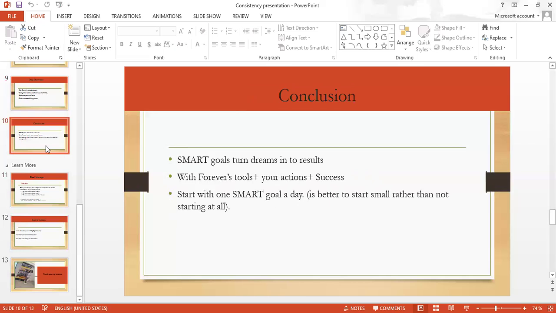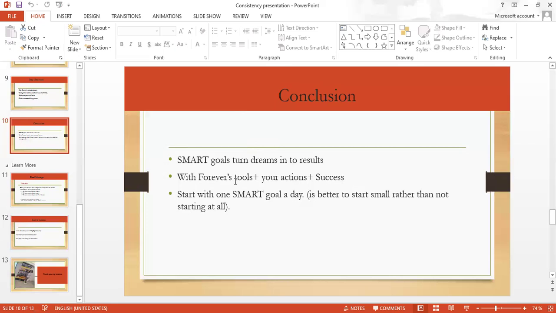So SMART goals turn into results. When we put specific, measurable, achievable, relevant, and time-bound goals, our dreams will turn into results. So with our Forever tools, whatever we are provided with, when we're using it with our actions, it will turn into success.